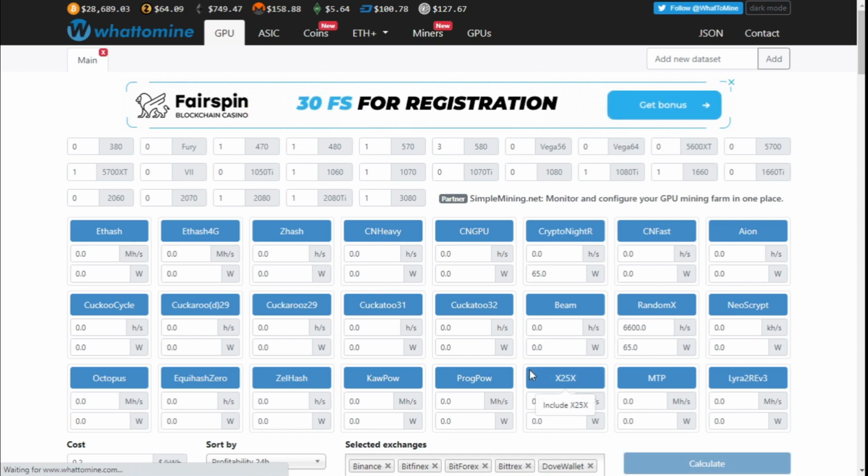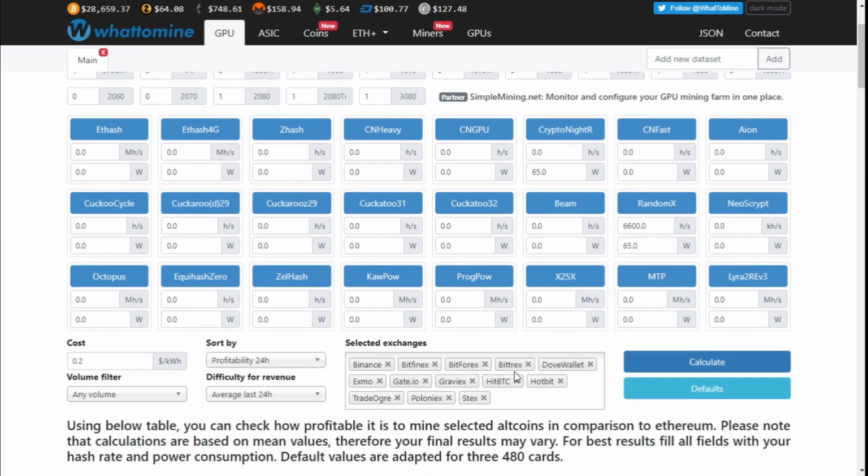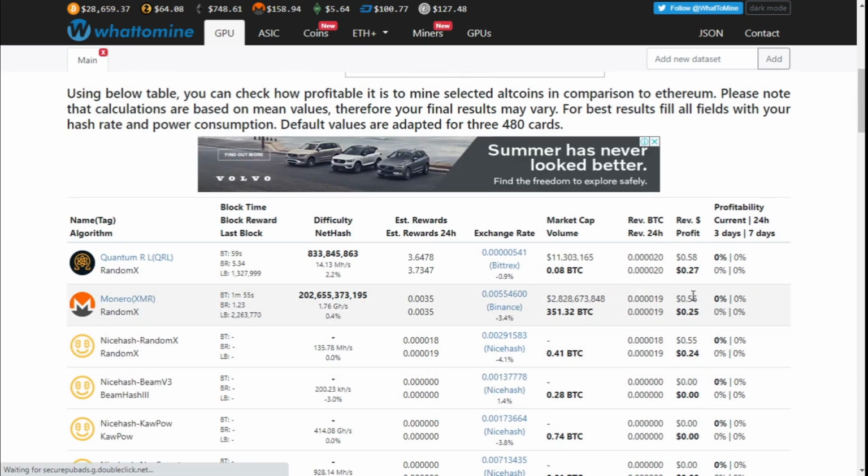Let's calculate. And we're looking at 56 cents for Monero. And there is one specific coin that's two cents more, which is Quantum RL. And you'll be generating about 0.0035 Monero per day. And this is with the Ryzen 3600.